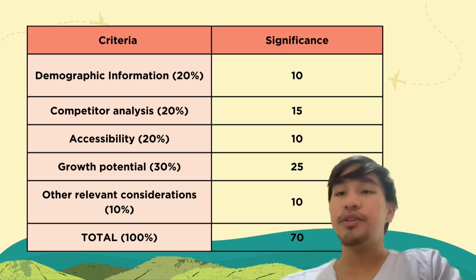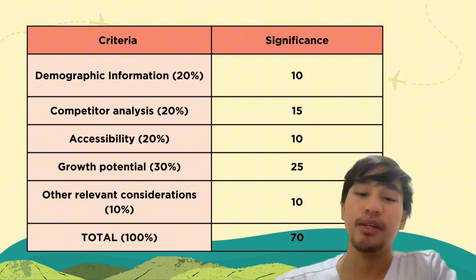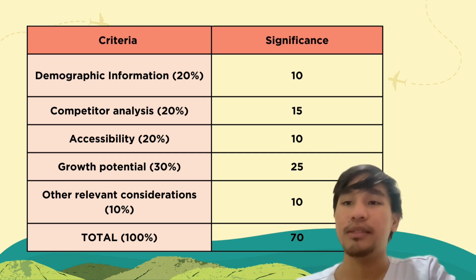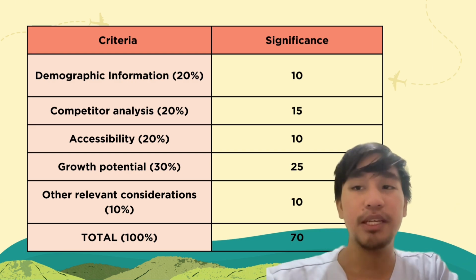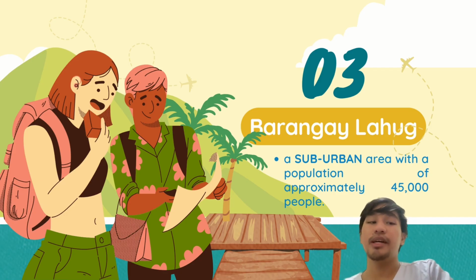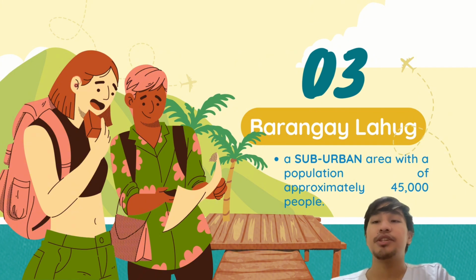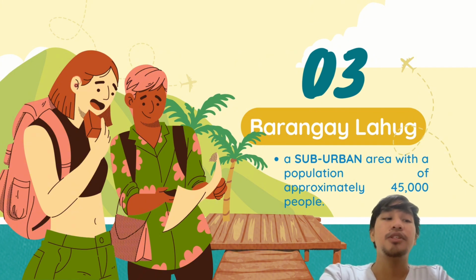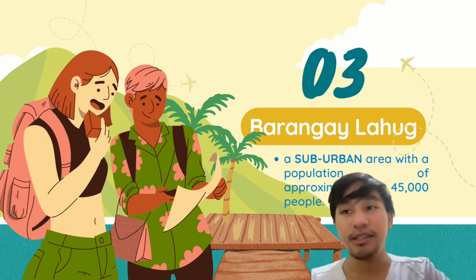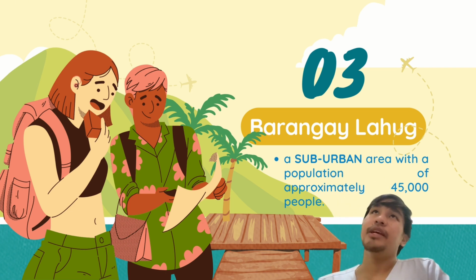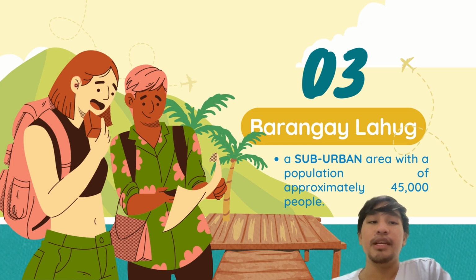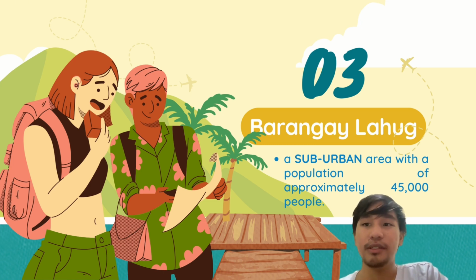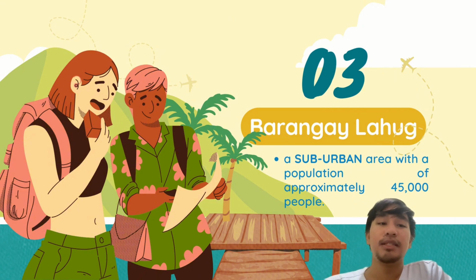And for other relevant considerations, it's a 10, because that area is very well rounded as a population. So our third location is Barangay Lahog, which has approximately 45,000 people. It is located near Ayala Center Cebu, near IT Park, and near the JY area, in the proximity of the Trans Central Highway. So it is located just inside the heart of the city.